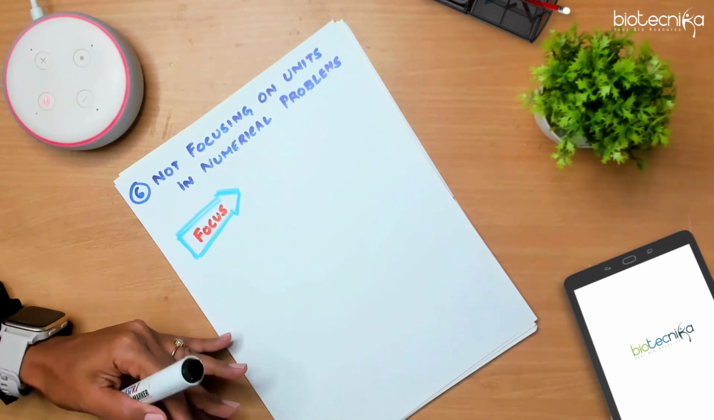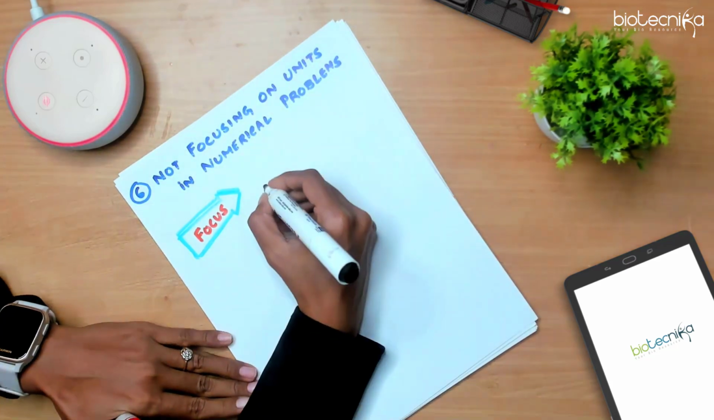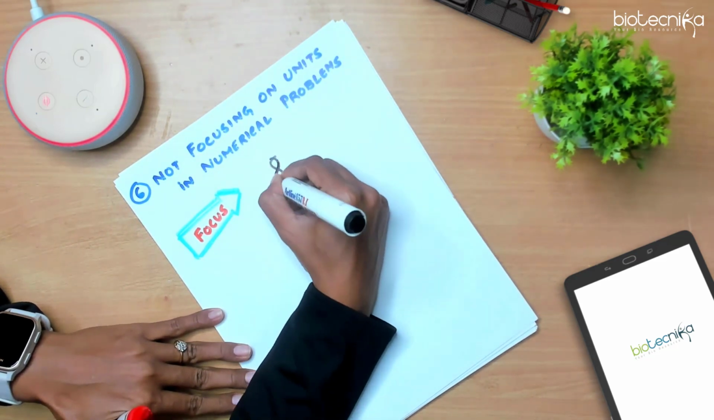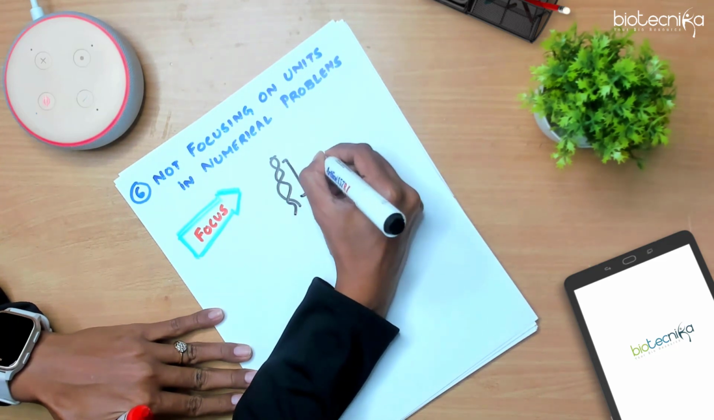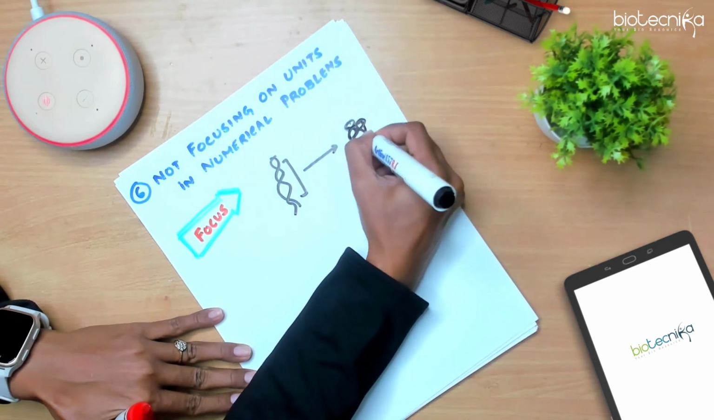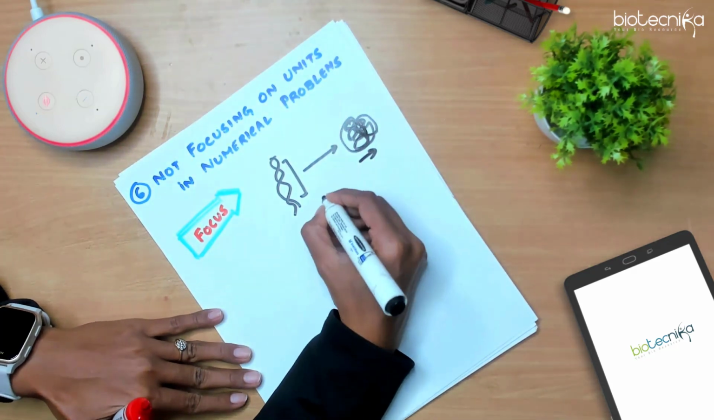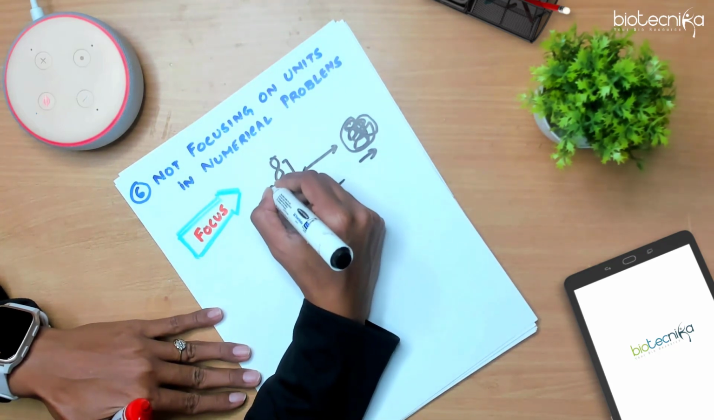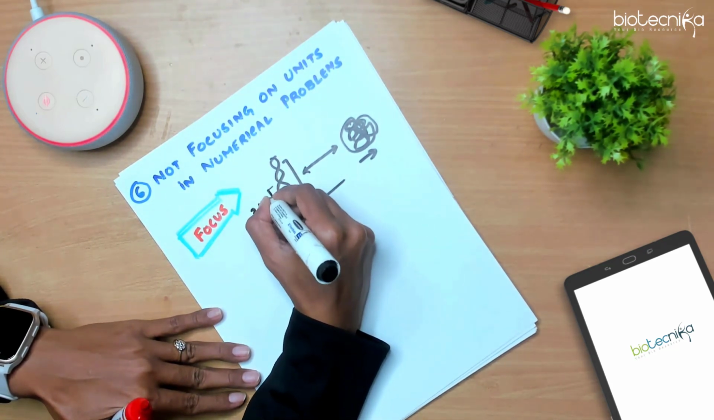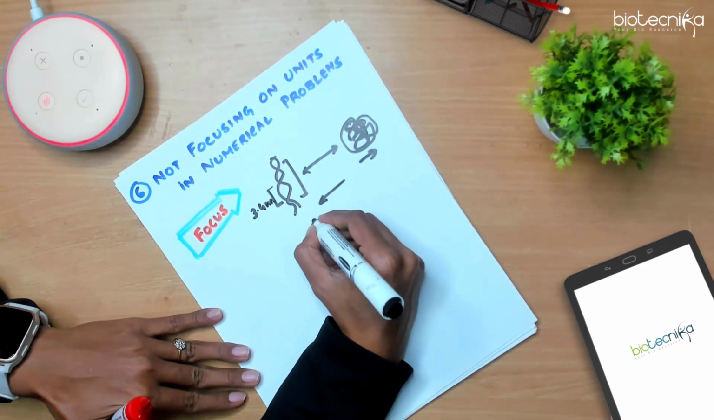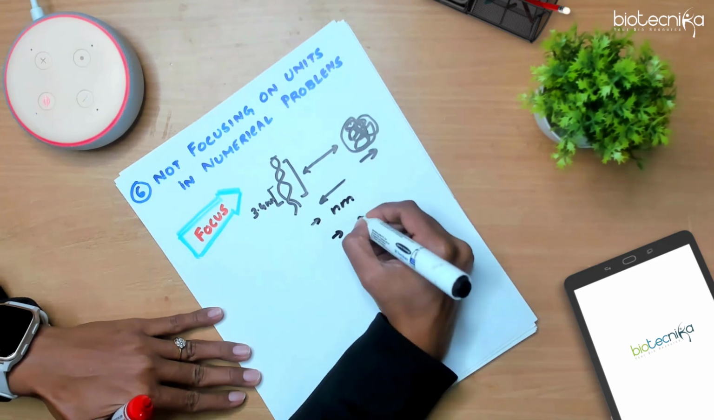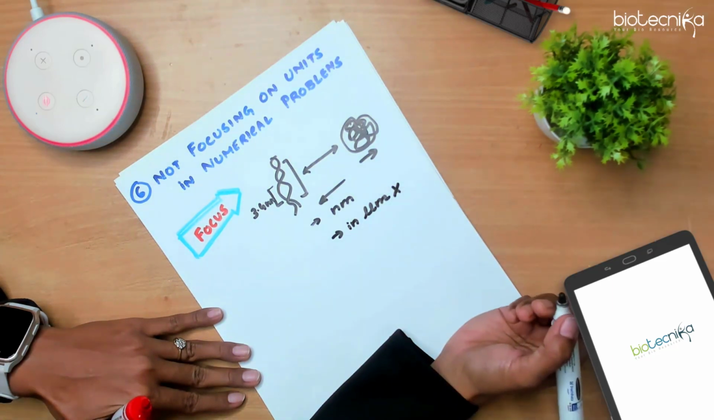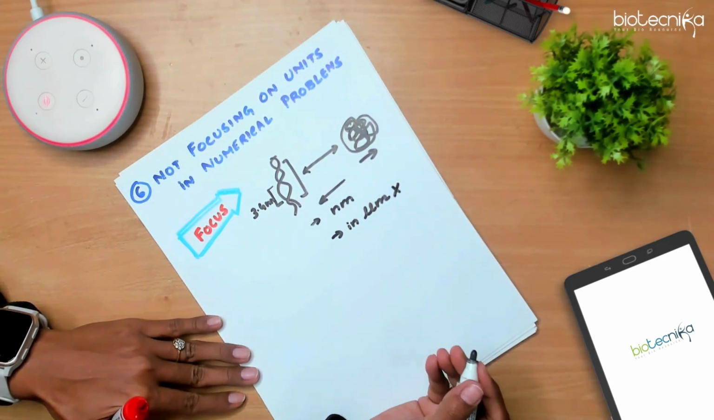Sixth point is not focusing on units in numerical problems. Yes, you should focus on this. Let's say the question is asking about a DNA, like if you have to code for a protein from the DNA, and you are given a protein and asked what will be the length of the gene coding for that protein. Now you have calculated, we know the length is 3.4 nanometer, and we have got our answer in nanometer. But what if the question, in a very small line, has mentioned micrometer, which you haven't noticed? That is where you can make a mistake, while performing in the exam.